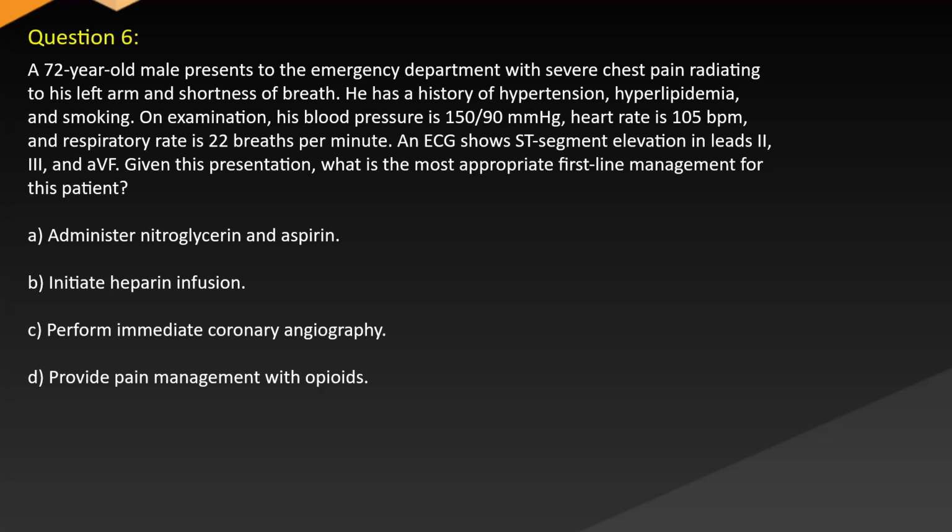Question 6. A 72-year-old male presents to the emergency department with severe chest pain radiating to his left arm and shortness of breath. He has a history of hypertension, hyperlipidemia, and smoking. On examination, his blood pressure is 159 mmHg, heart rate is 105 bpm, and respiratory rate is 22 breaths per minute, and the ECG shows ST-segment elevation. Given this presentation, what is the most appropriate first-line management for this patient?